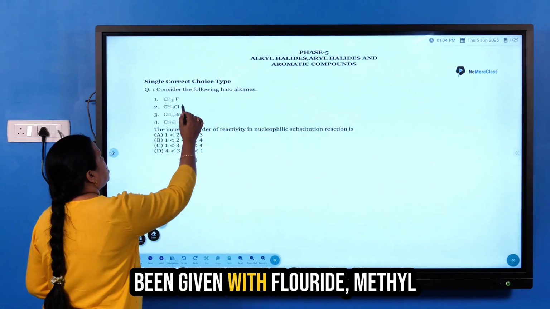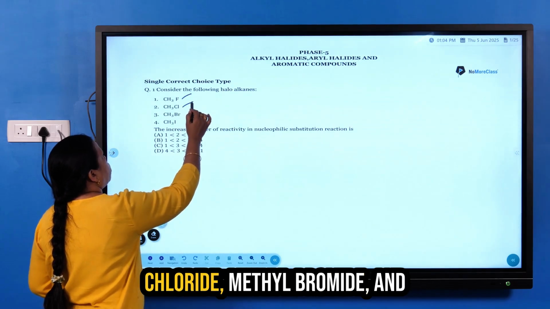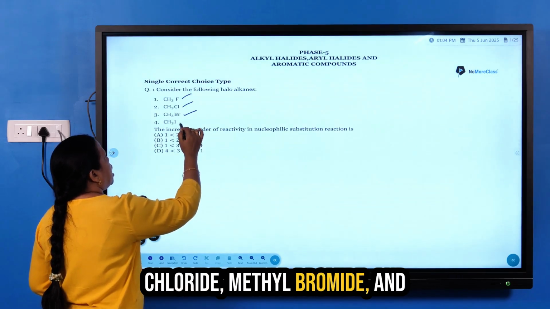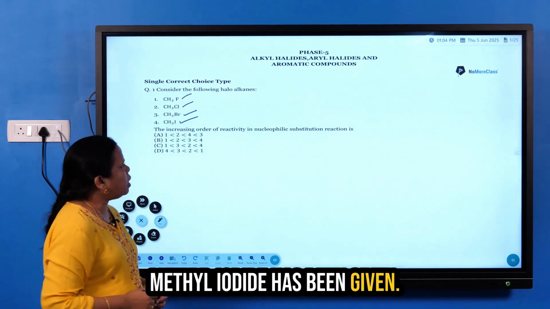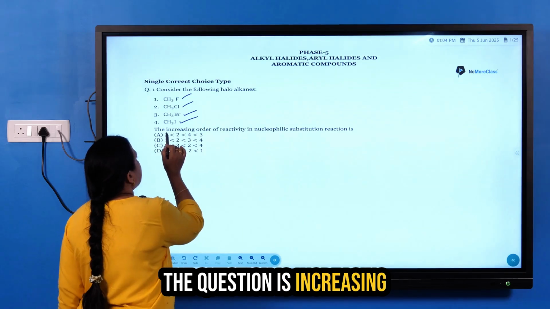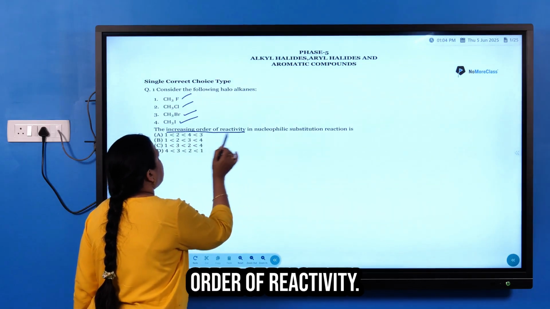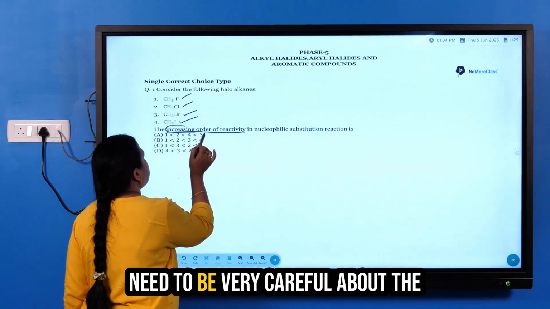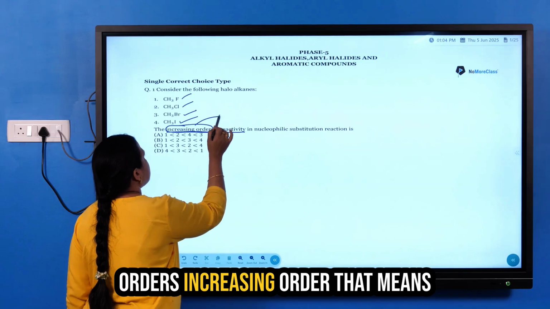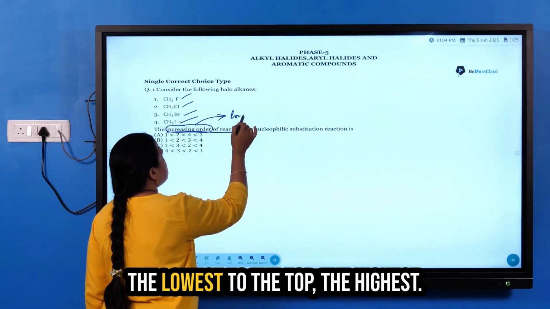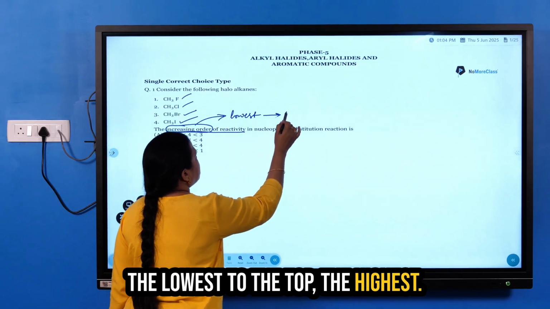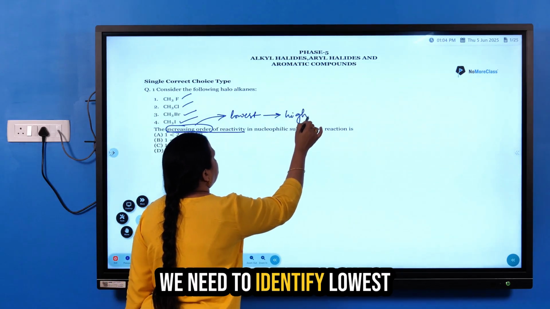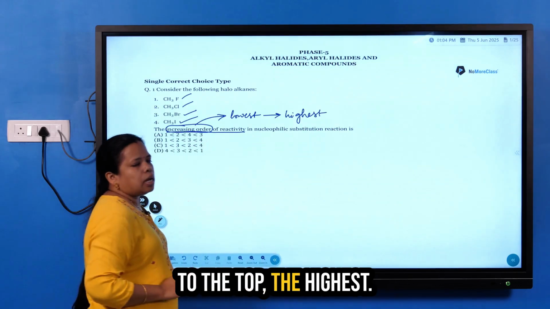We have been given methyl fluoride, methyl chloride, methyl bromide and methyl iodide. The question asks for the increasing order of reactivity. For this kind of question, you need to be very careful about the order. Increasing order means we need to identify from the lowest to the highest.